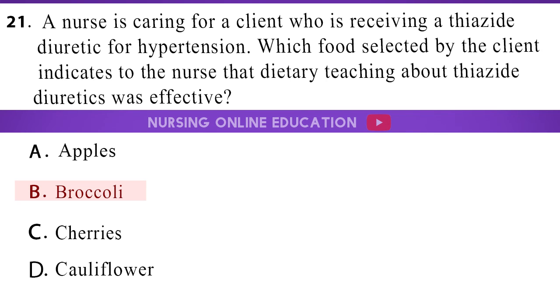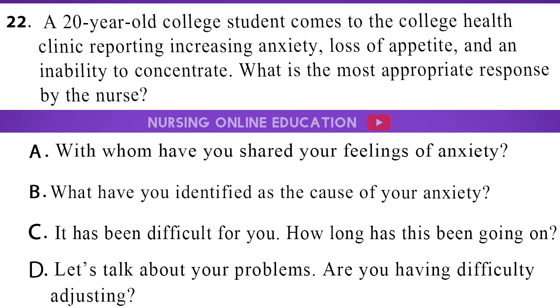The answer is option B, broccoli. 22. A 20-year-old college student comes to the college health clinic reporting increasing anxiety, loss of appetite, and an inability to concentrate. What is the most appropriate response by the nurse? A. With whom have you shared your feelings of anxiety? B. What have you identified as the cause of your anxiety? C. It has been difficult for you. How long has this been going on? D. Let's talk about your problems. Are you having difficulty adjusting?